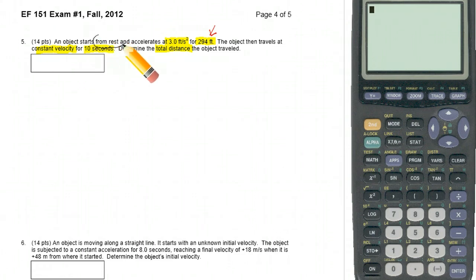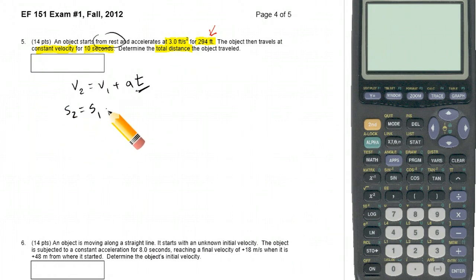Also, we know it starts from rest. So the final velocity is equal to initial velocity plus acceleration times time. We don't know time, so let's look for the constant acceleration equation that doesn't have time. We have S2 equals S1 plus V2 squared minus V1 squared over 2A. We know the acceleration, we know initial velocity, we want to find final velocity, and we know the delta S. So I'll just write it out in this form.